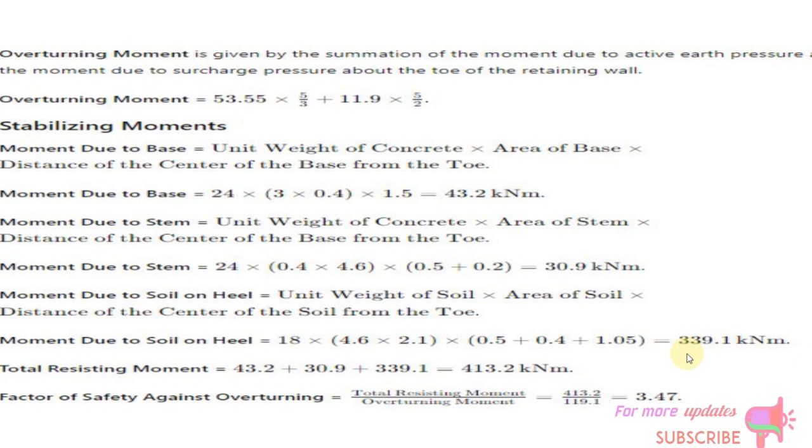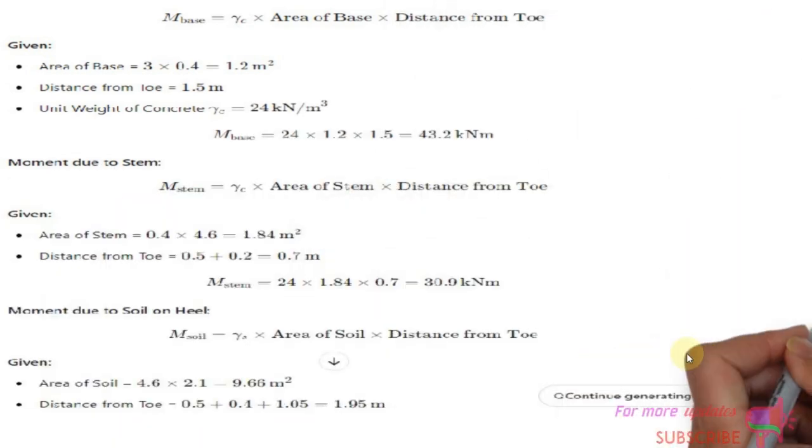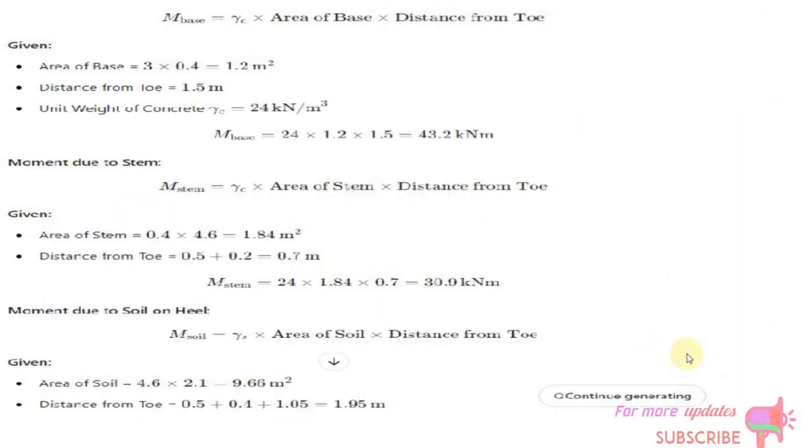Let's find out the stabilizing moments acting due to base weight, soil weight, and stem weight about the toe of the retaining wall. Moment due to base equals unit weight of concrete, 24 kN per cubic meter, multiplied by area of the base, 3 times 0.4, multiplied by the horizontal distance from the toe to the center of the base, which is 1.5 meters. This gives 43.2 kN meters.